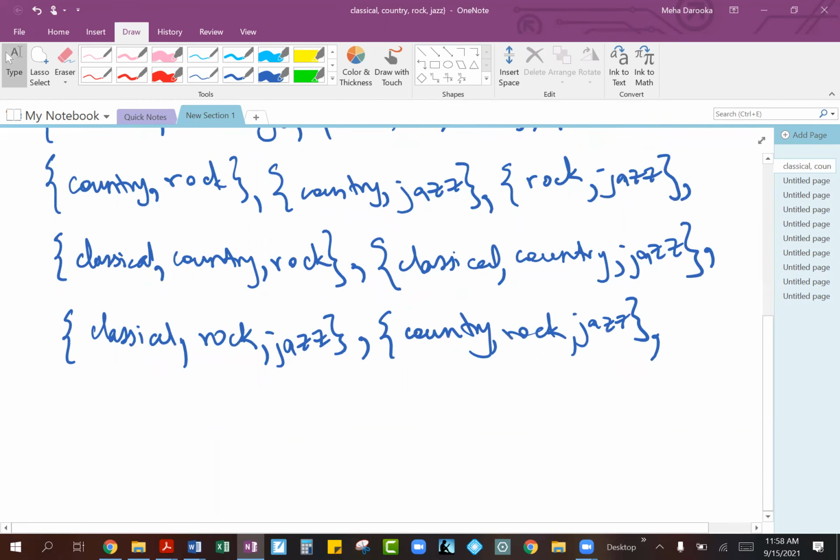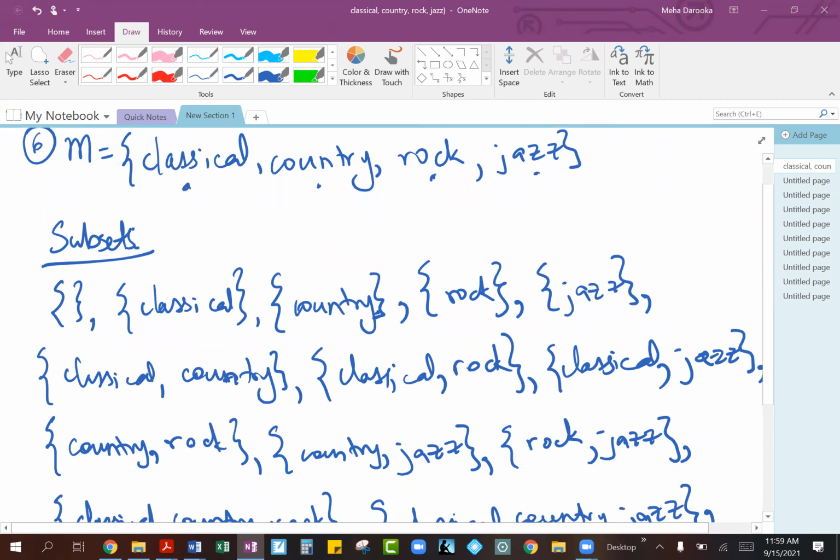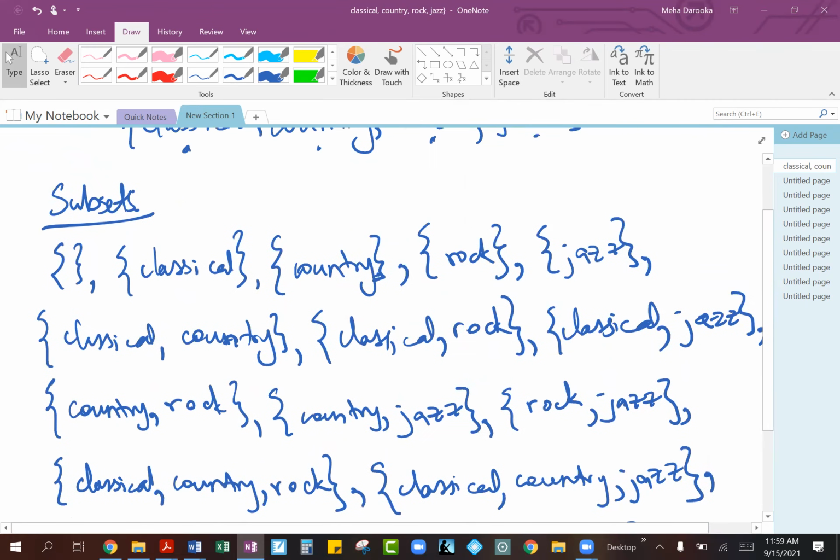I think we covered all 3 elements. And then remember what we said, a set can be its own subset. So that means classical, country, rock, and jazz, all 4 elements can be a subset. So just look at that list. It really comes down to, every possible combination that you can think of is going to be a subset. So you can see just out of those 4 elements, how many subsets do we have over here?